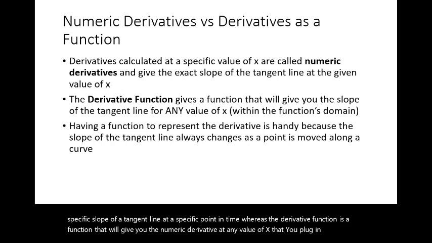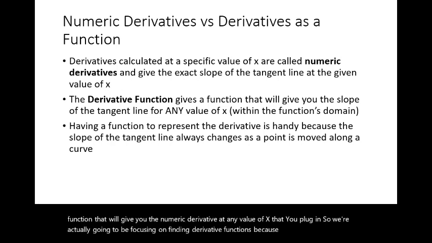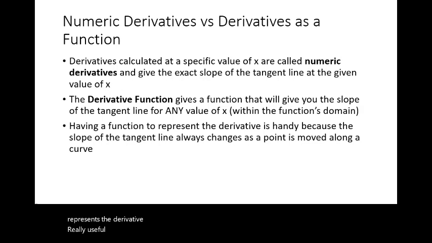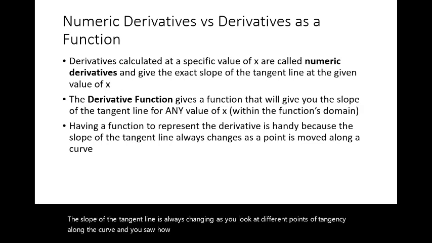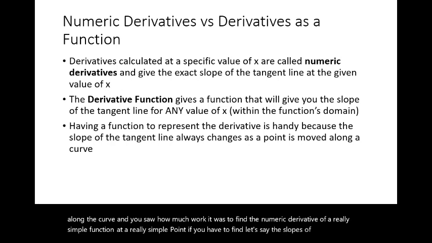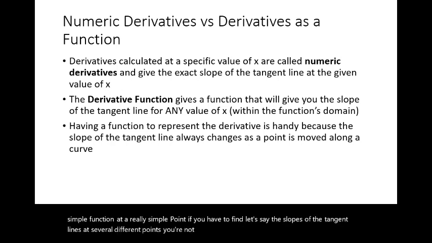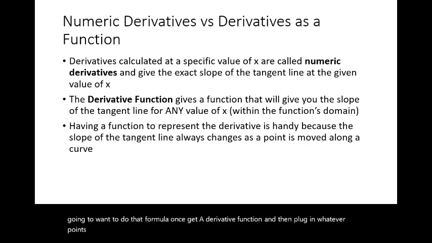So we're actually going to be focusing on finding derivative functions, because having a function that represents the derivative is really useful, because the slope of the tangent line is always changing as you look at different points of tangency along the curve. And you saw how much work it was to find the numeric derivative of a really simple function at a really simple point. If you have to find, let's say, the slopes of the tangent lines at several different points, you're not going to want to do that formula several times. You're going to want to do that formula once, get a derivative function, and then plug in whatever points you need to find however many slopes of tangent lines you need.